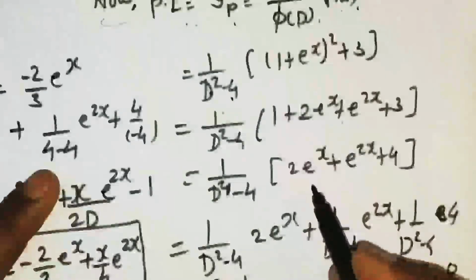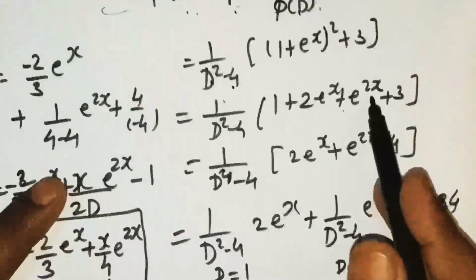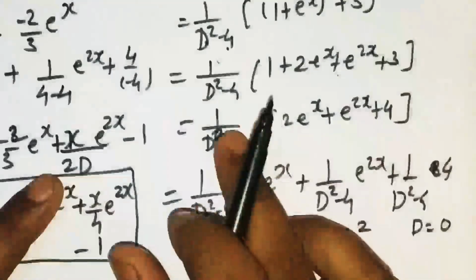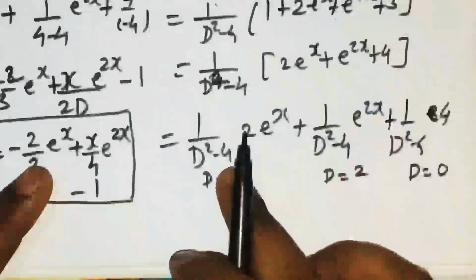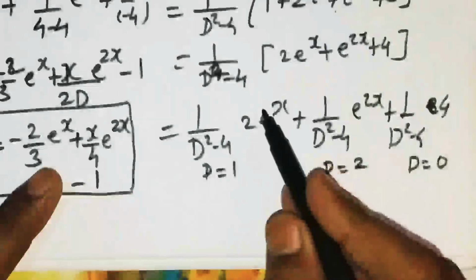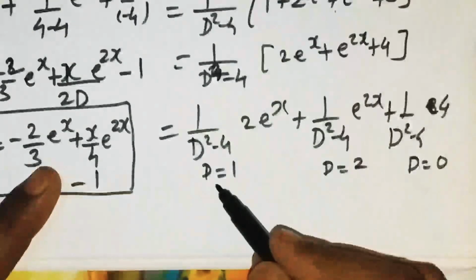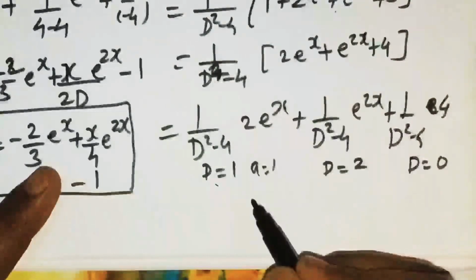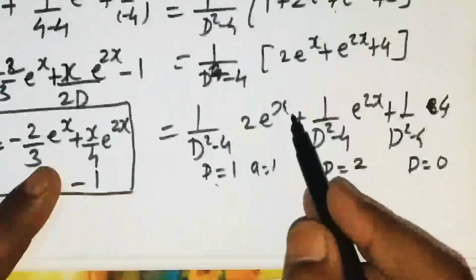Now after rearranging the terms, 1 plus 3 is 4, this 2 e raised to x, and e raised to 2x, these three terms we will have. Now this 1 upon D square minus 4 is the operator that we are going to operate on these three terms, one by one. So here we have the exponential function e raised to x. It means in the denominator we are going to replace D by 1, because the coefficient of x is 1. The value of a is 1 here. So we are going to replace D by a, because this is the exponential function, case number 1.